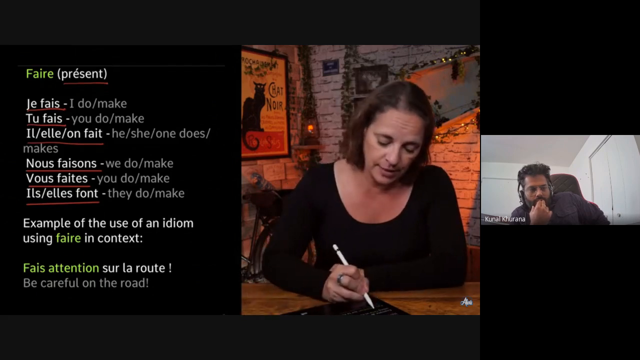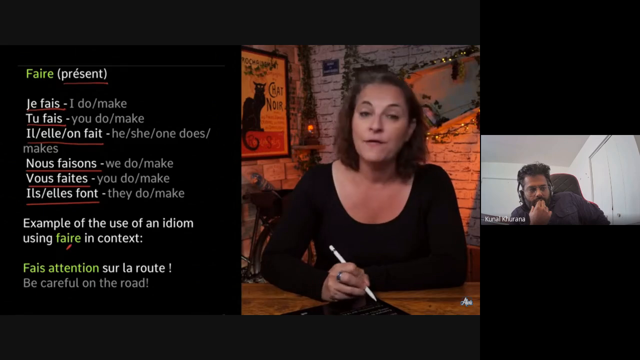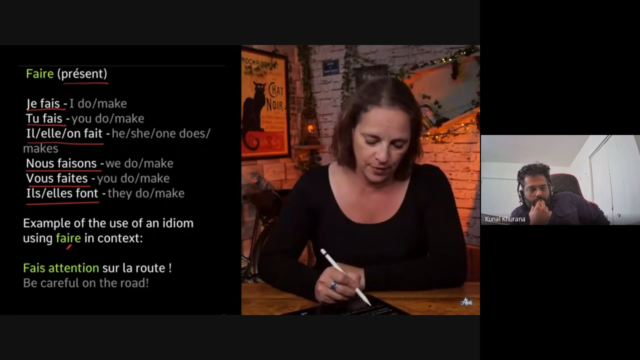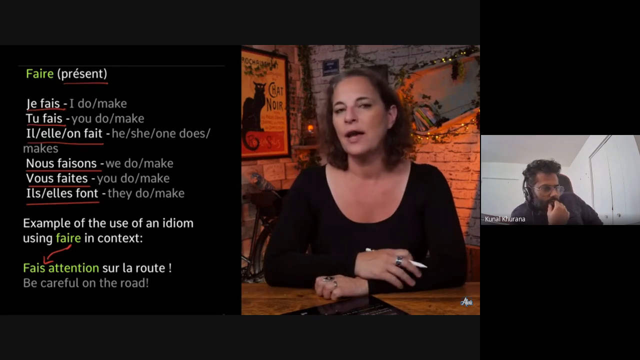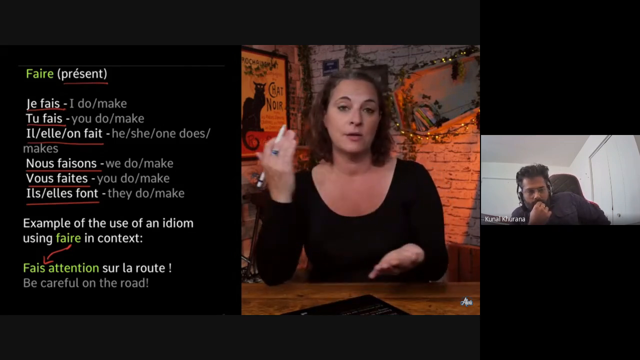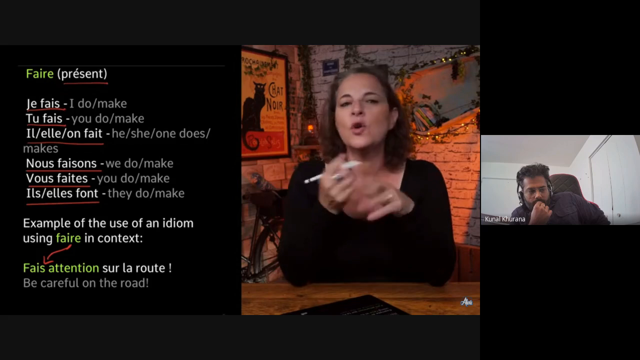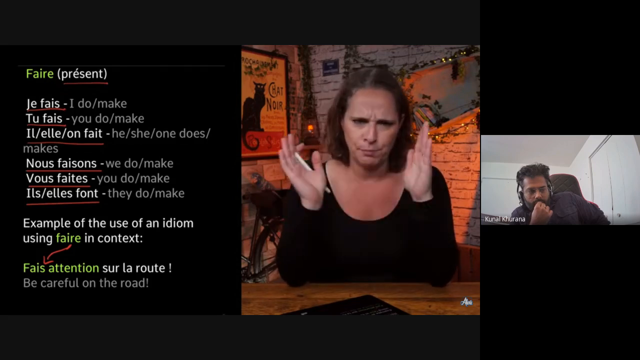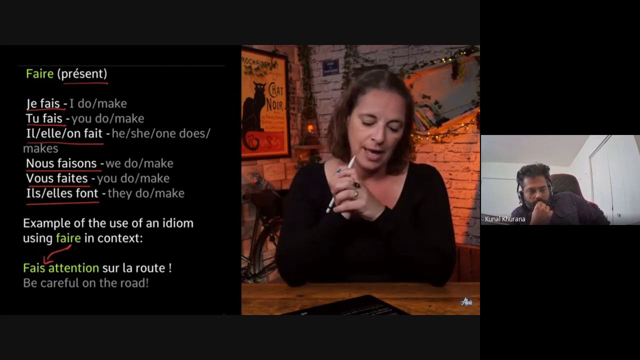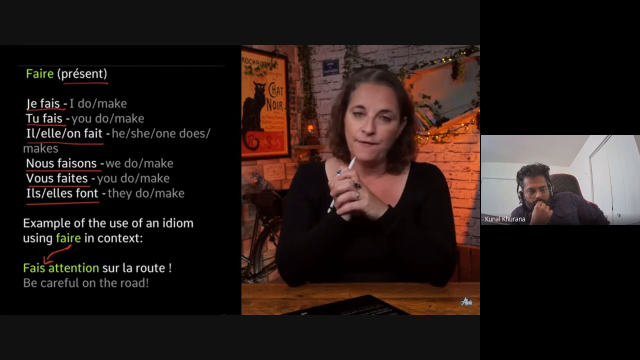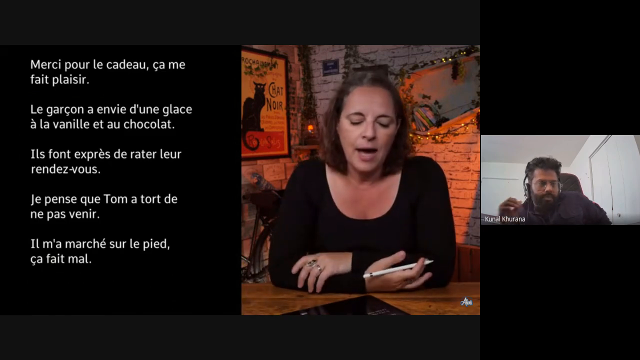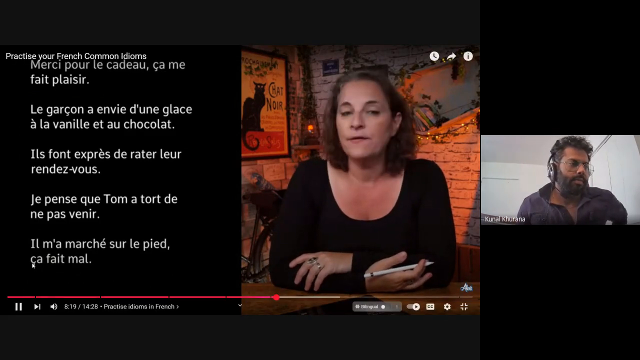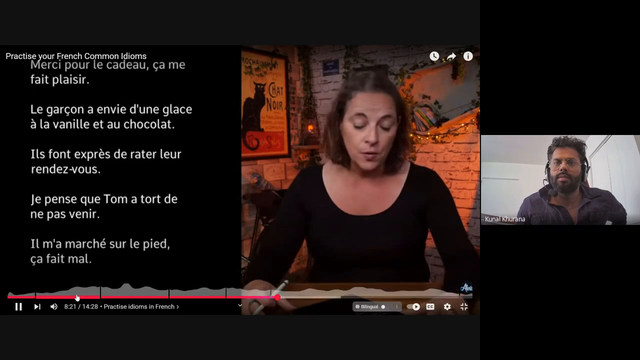So the way we've done that is we've taken faire and transposed it to you be careful on the road, which is tu fais attention sur la route. Here it's an imperative, it's an order, so we don't need the tu. Be careful on the road, okay? Right, so we have done avoir and faire using idiom. What can you see here? I have 1, 2, 3, 4, 5 sentences. I would like you now to try.